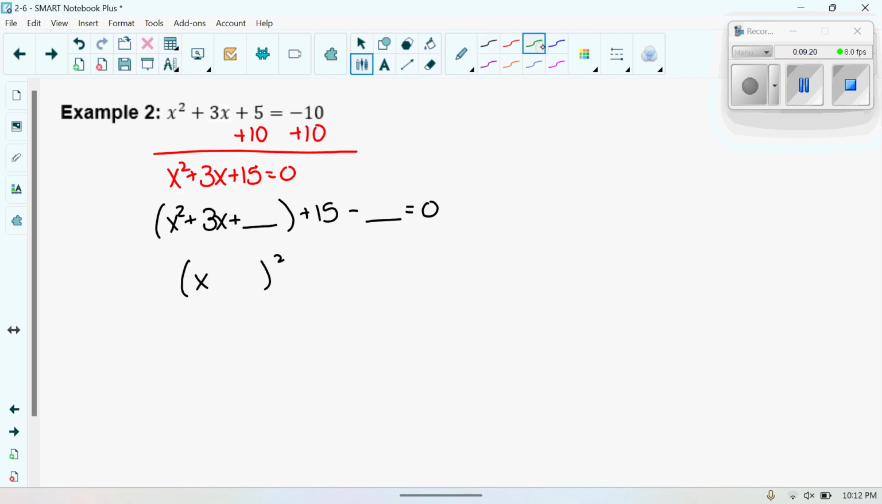So to get my blank space, it's b over 2 squared. So in this case, b is 3, so it's 3 over 2 squared. So it's your choice. You can leave this as a fraction or a decimal. If you leave it as a fraction, it might make it easier when it's time to square root things. So I'm going to leave this as a fraction right now. It's going to be 9 over 4.